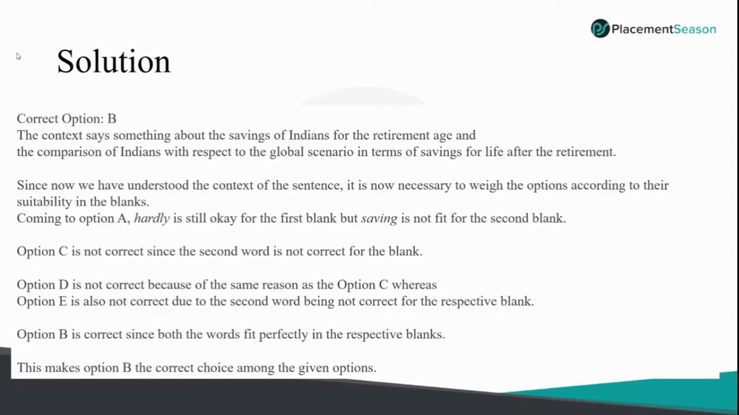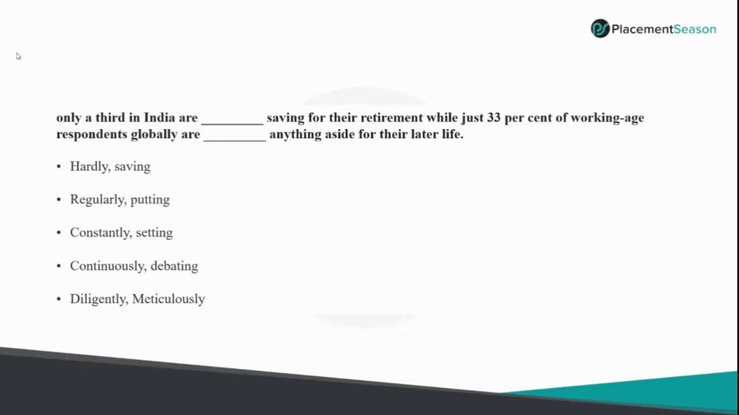So coming to option A, B is still okay for the first blank. But savings are saving anything. Saving over here, when filled in the second blank, becomes grammatically incorrect. Okay? Because the tense of the sentence and the grammar over here is a question mark.